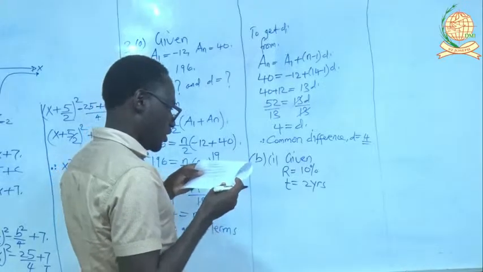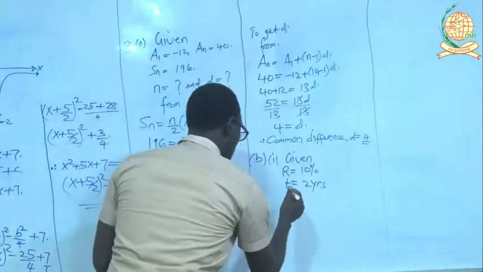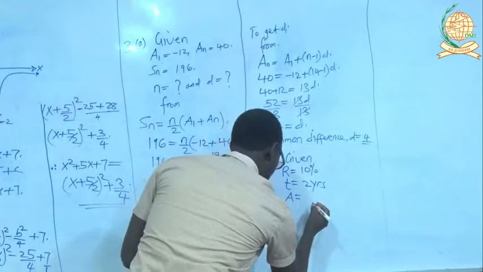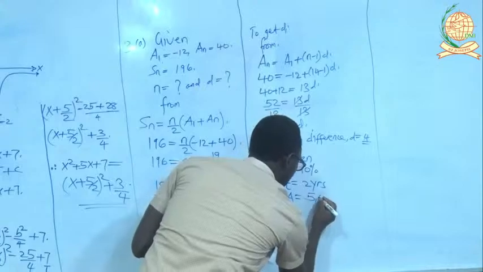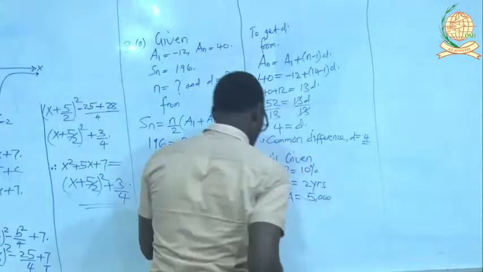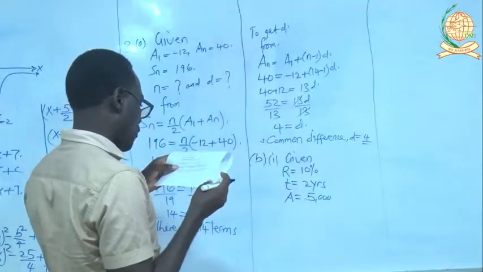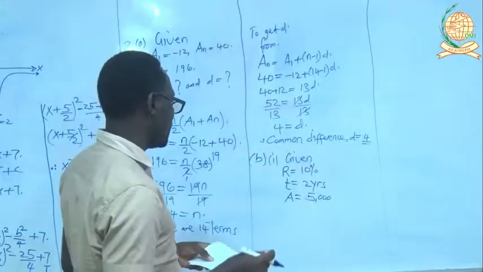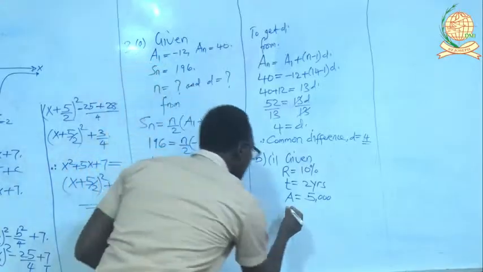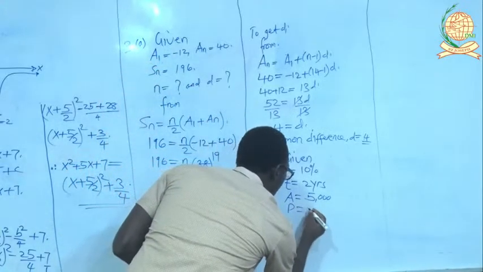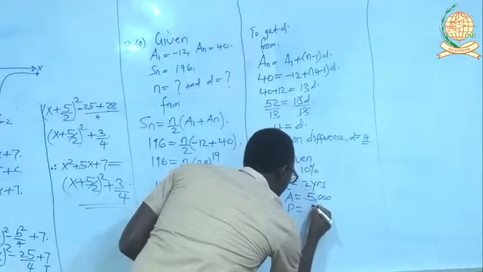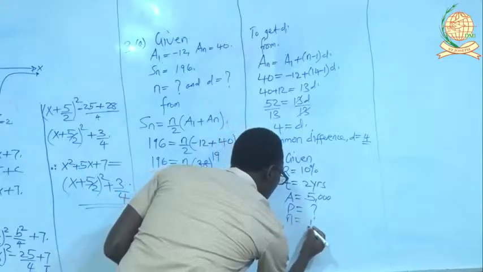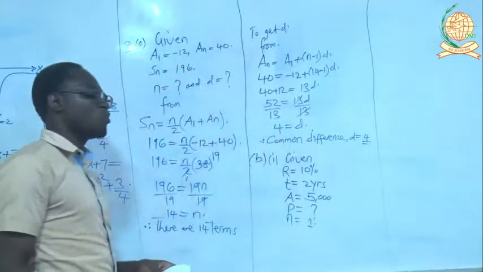After 2 years, he got a total amount A of 5,000. How much did she invest at the start? Now we need the initial amount, the principal P. P is what is needed. Then we have N, the number of times per year, 1 per year. So the value of N is equal to 1.